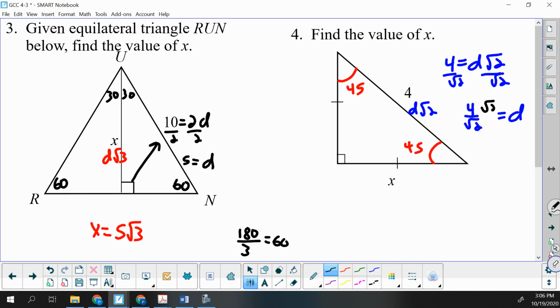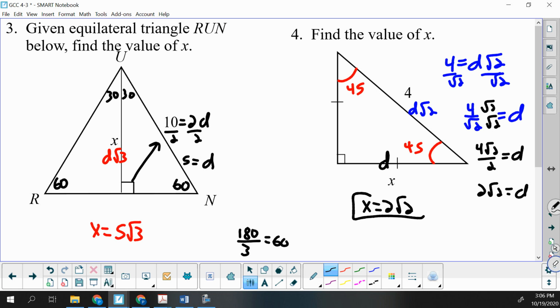We'll multiply top and bottom by square root of 2, and that gives us 4 square root of 2 over 2 is D. Divide the 4 by 2, and we get 2 square root of 2 is D. Well, we wanted x, which was across from the 45. That is just D. So x will be 2 square root of 2.